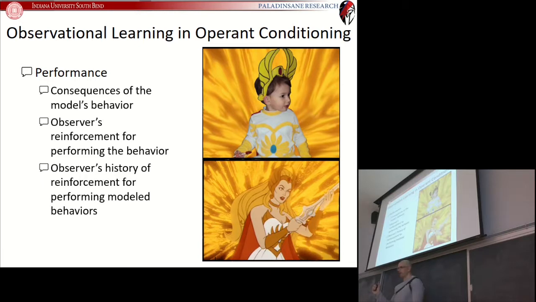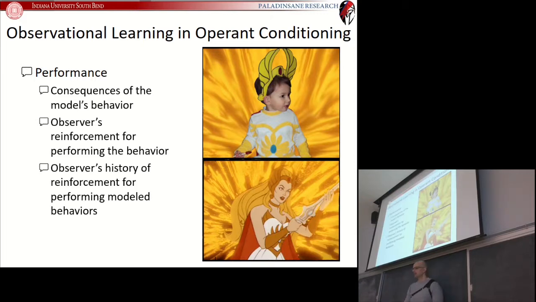All right, and the last one that affects performance is your observer's history of being reinforced for performing other modeled behaviors. So the observer has a history of reinforcement. Even at a young age of 1.5, Isabella would have a history of reinforcement. And if she was reinforced for performing modeled behaviors, then she is more likely to perform future modeled behaviors, right?